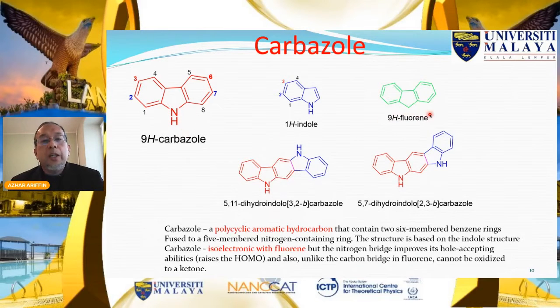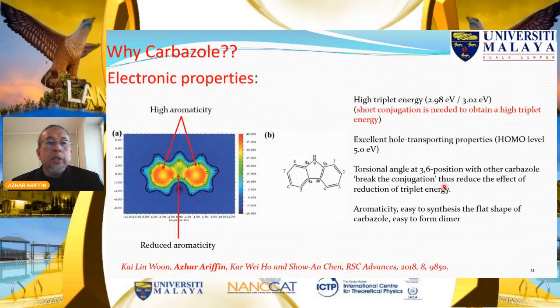So this carbazole is isoelectronic to this fluorene. Other than carbazole, we can also have this indolocarbazole. You can have the nitrogens facing opposite to each other, or facing each other. These two structures also have good properties for making an OLED device. So this is the basic structure of the carbazole, and then you can make indolocarbazoles like this one and this one as well.